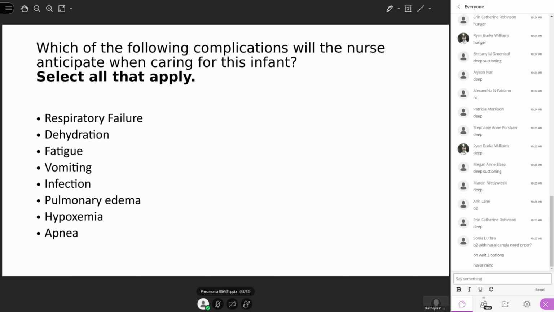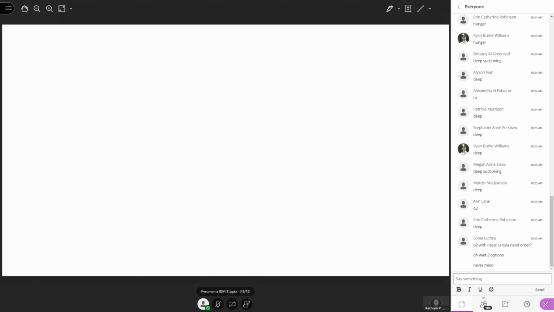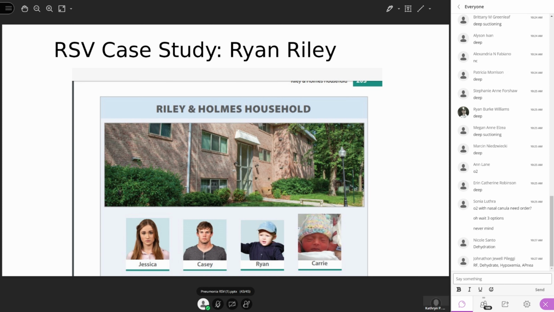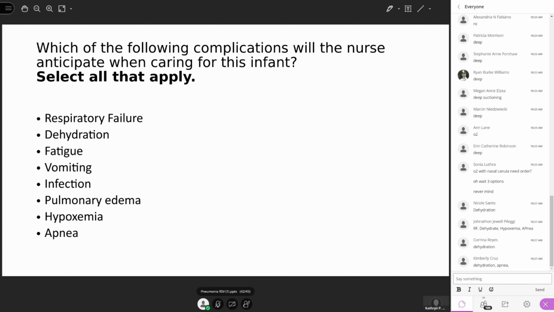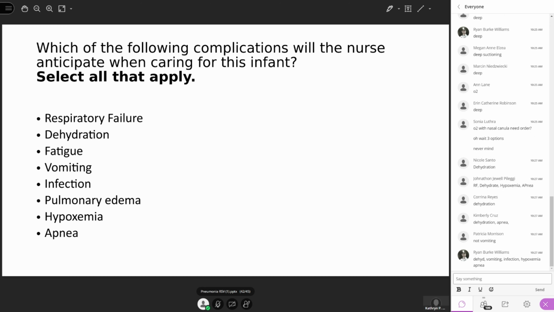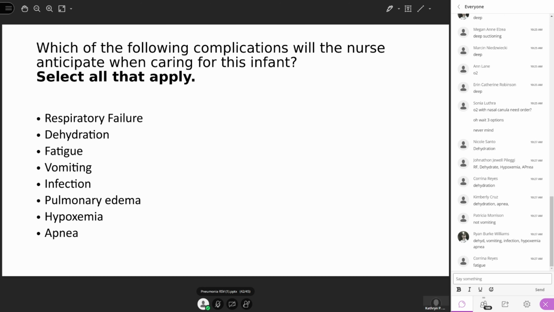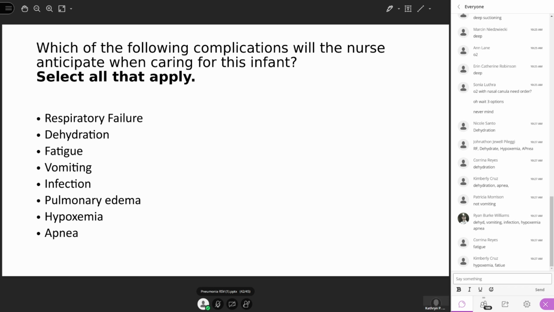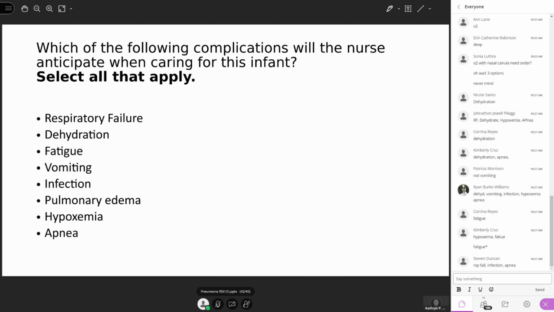What are some concerns? So, if we can anticipate what might happen, we're going to put measures into place so they don't occur. And these are the things that you would be picking. Oh, cheaters. Okay. I messed up. So sorry. Respiratory failure, dehydration, fatigue. The baby is just going to get tired of breathing. And hypoxemia and apnea.